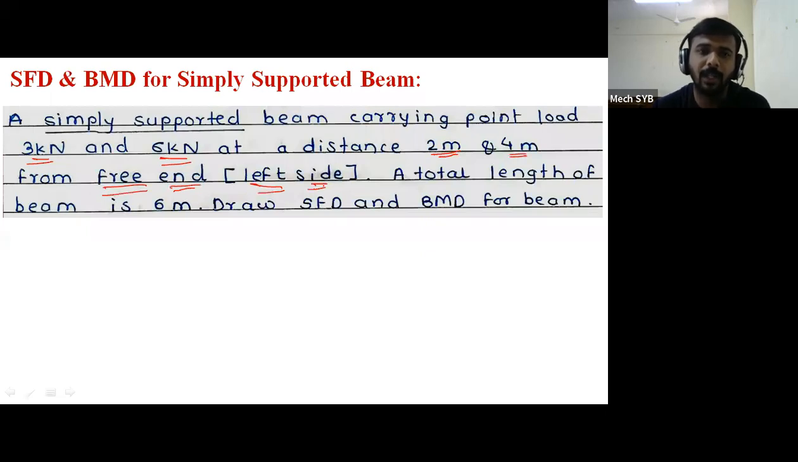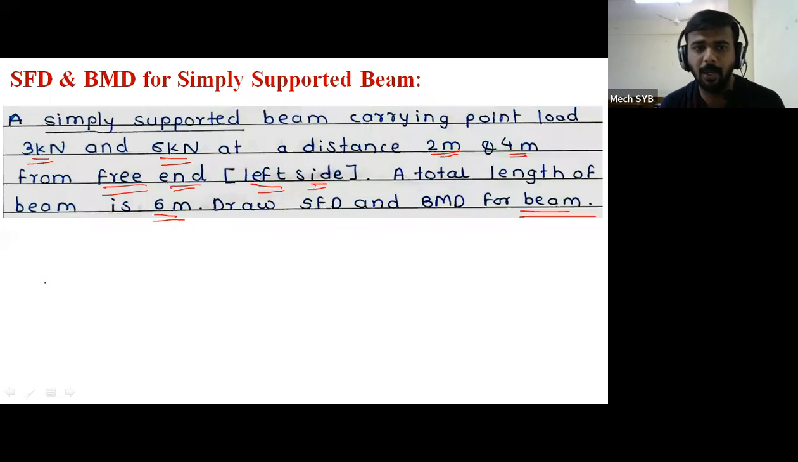One simply supported beam is there. It is subjected to the 3 kilonewton load and 6 kilonewton load at a distance 2 meter and 4 meter from left side. Total length of beam is 6 meter. Draw SFD and BMD for the beam.